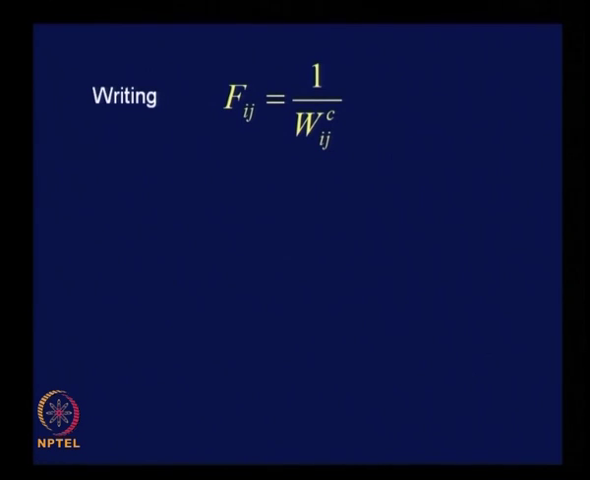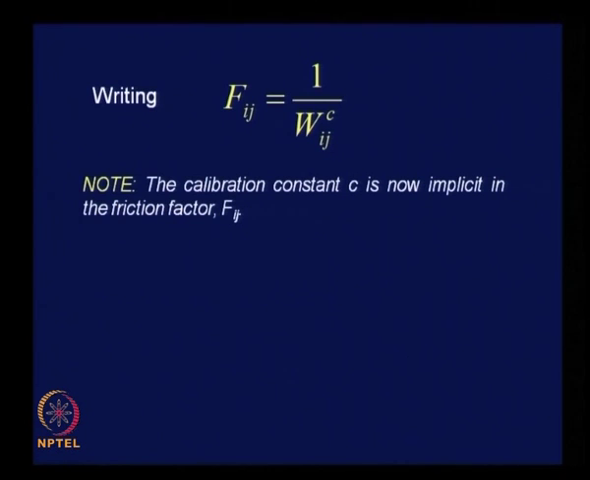And if you can modify and write the same equation in a compact form, you can take Fij to be equal to 1 by Wij raised to power c. This is just for convenience. Okay, we take 1 by Wij raised to power c as Fij, and the calibration constant c is now implicit in the friction factor Fij. That is the point, because we take Fij to be 1 by Wij raised to power c. That means when you estimate the value of Fij, you actually estimate the value of c. That is the implication.